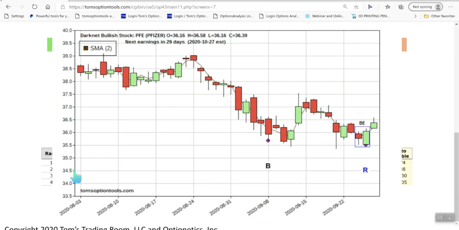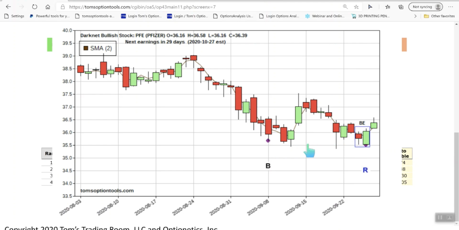PFE, click on the symbol, and it superimposes the chart on top of your list. And you can see the Darknet signals. There's an R for a reiteration of the bullish signal. And then what you're seeing here is the 2-day bullish candle reversal pattern. It's coded BE, bullish engulfing. That bullish day engulfs the previous bearish day.